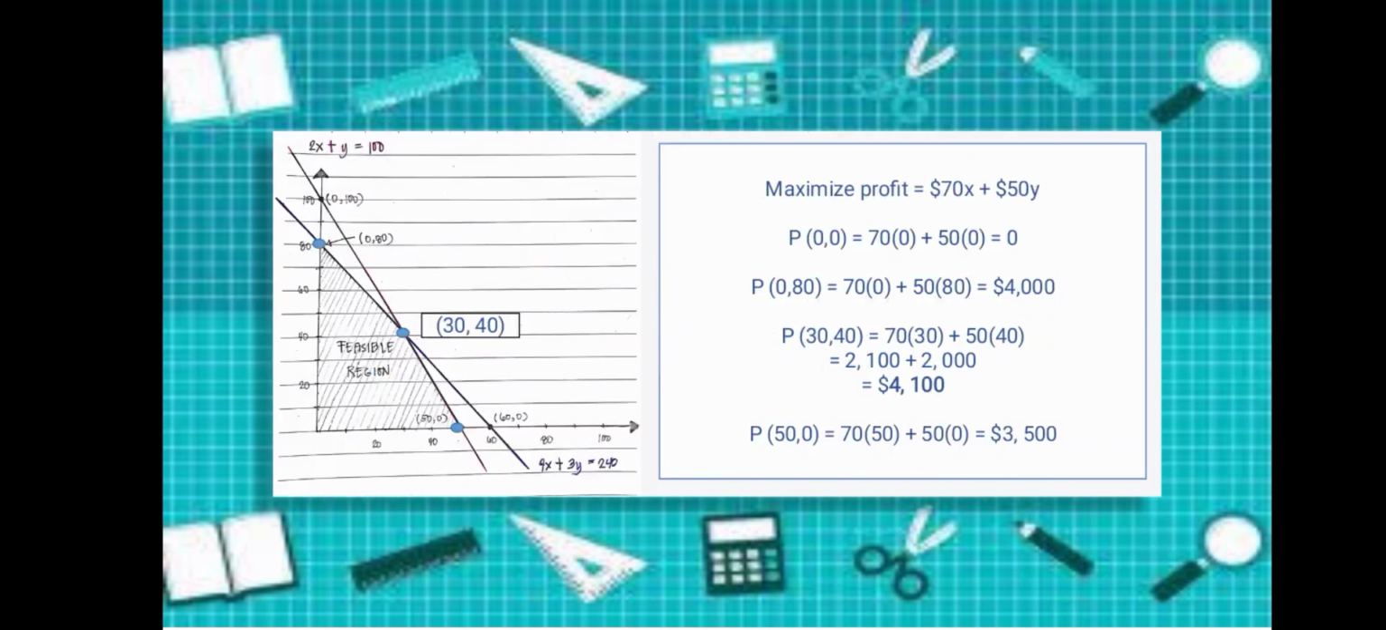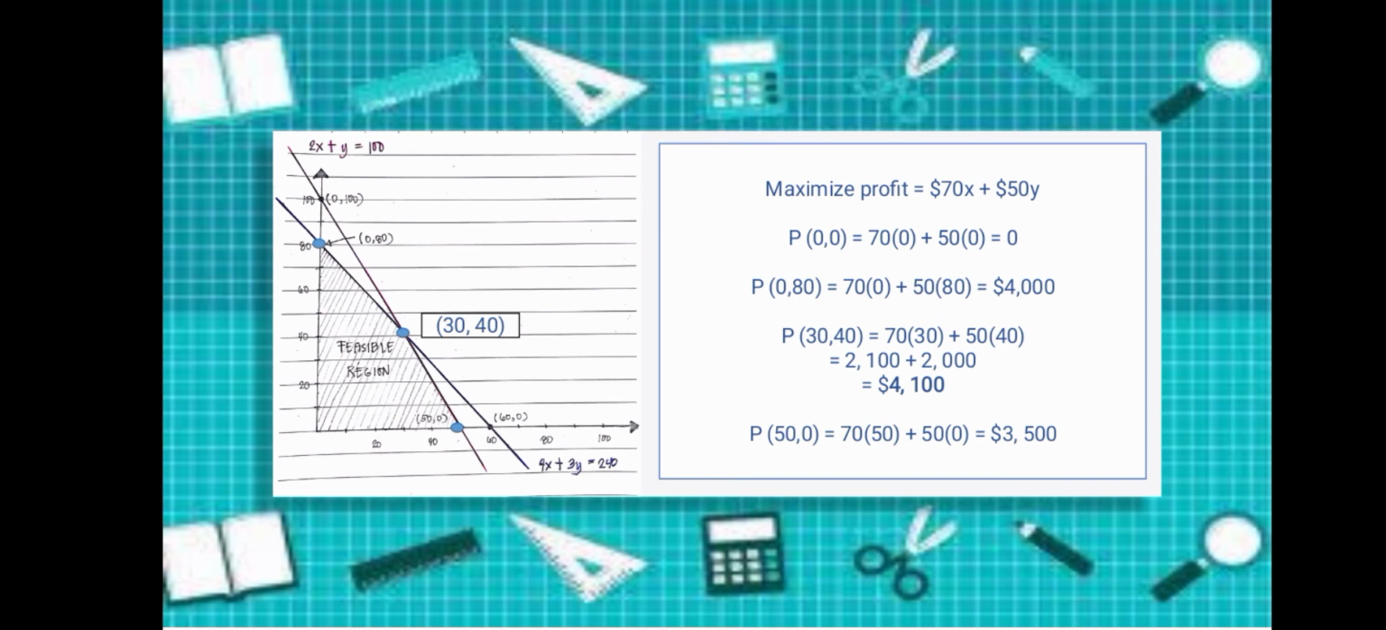So now we have the values of our three corner points, the ordered pairs, the values of x and y at our center. So to find the maximum profit using our objective function, that is $70x plus $50y, we will put the values of x and y to find kung ano yung maximum.